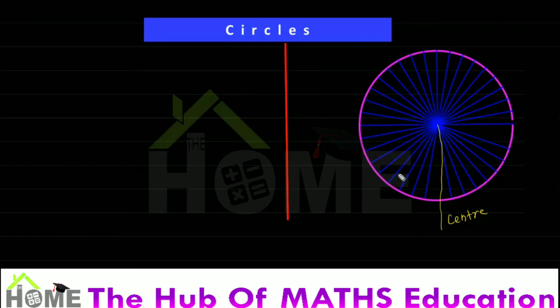And the line segment from this fixed point, that is the center, to a point on the circle is called the radius. So this line segment will also be a radius, and this line segment will also be a radius, and the lengths of all these radii of the circle will be equal. Since there are infinite points on the circle, we can draw infinite radii to the given circle.